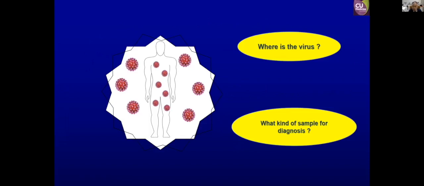Okay, that's so much about the commonly used tests, antigen and PCR. Then let's go back to the specimen. To take a good specimen is equally important as choosing the right testing method. So where is the virus? What kind of sample would be good for diagnosis?